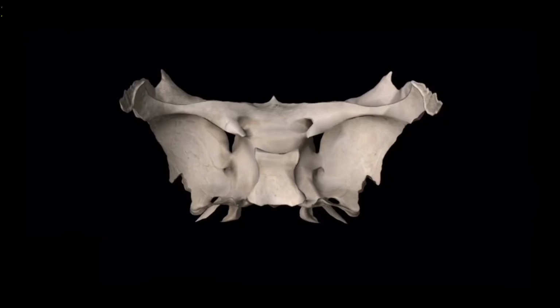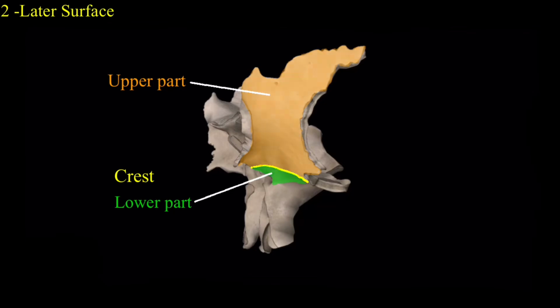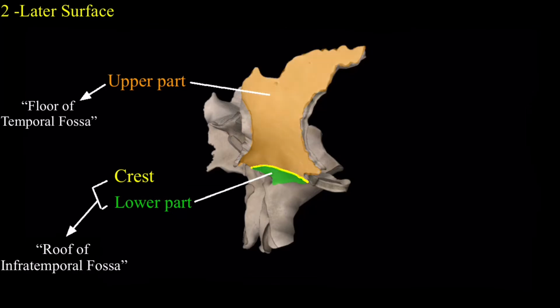Now we come to the lateral surface of the greater wing. A bony crest is present on the lateral surface, which divides it into upper and lower parts. It is important to remember because the upper part forms the floor of the temporal fossa, while the crest and the lower part together form the roof of the infratemporal fossa. We will discuss those in a separate video.